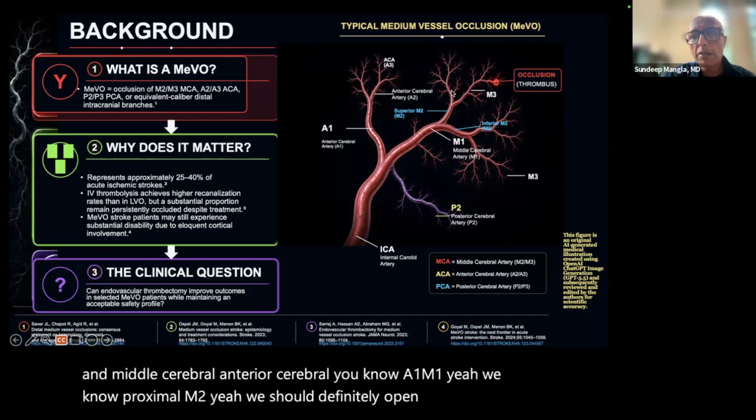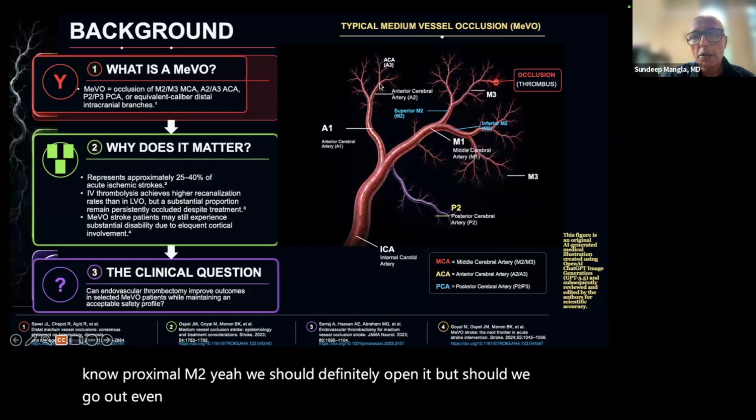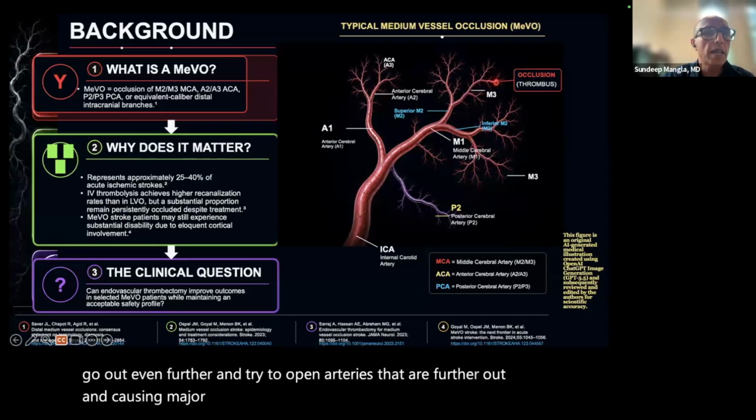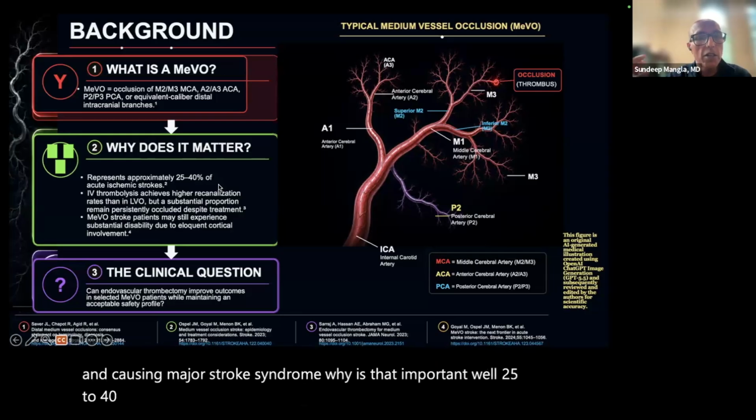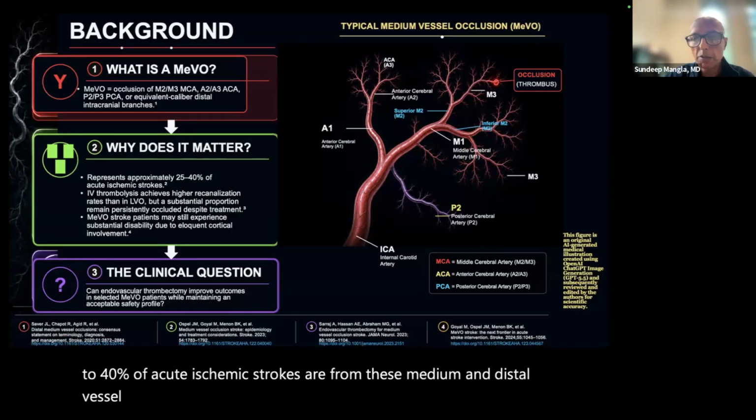But should we go out even further and try to open arteries that are further out and causing major stroke syndrome? And why is that important? Well, 25 to 40% of acute ischemic strokes are from these medium and distal vessel occlusions. And so the question is, should we and can we help patients that have occlusions further out?